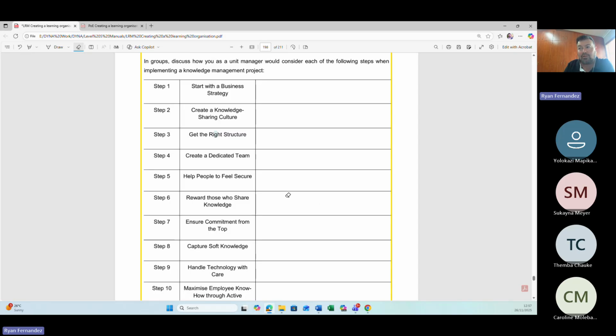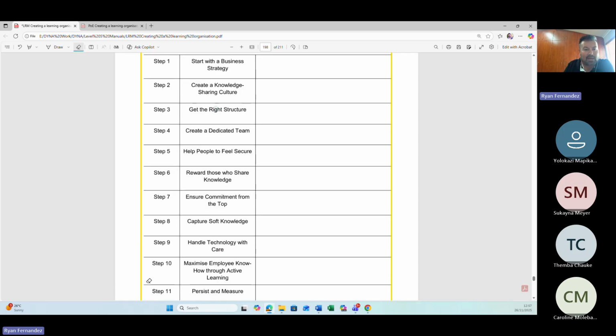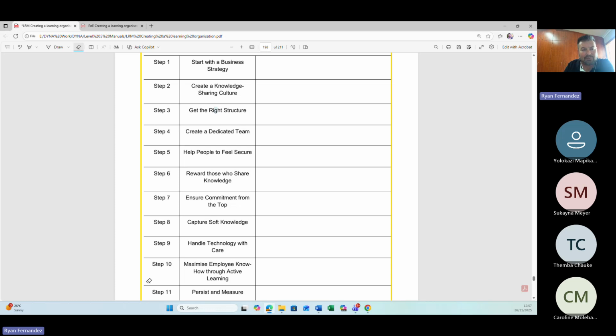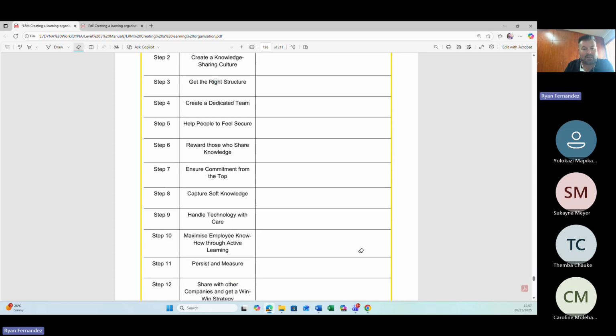How I'm going to reward those who share knowledge. I'm going to create an award for my team for the person that shares the best idea or shares the knowledge of what they have learned. Okay, great. So how I'm going to do these 12 steps practically in my team, in my division, in my organization. So look at those, come up with a practical way, and just go through the 12 steps.